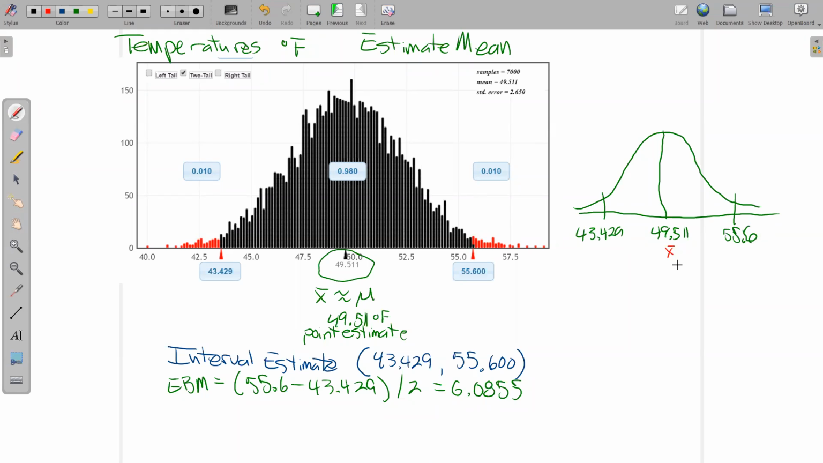And then I'm going to make a note of the margin of error here. So that's X bar. And the error bound on the mean, which I could have drawn on this side too, it should be the same, is 6.0855. And I should also write in here that this was a 98% confidence interval, and I could throw the tail probabilities in here too. And again, this would be my estimate of the average temperature.